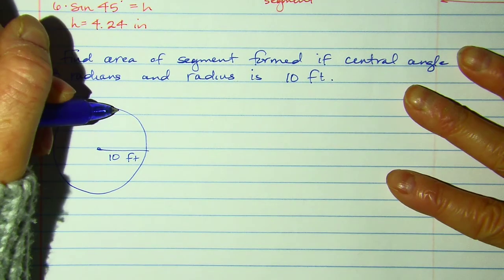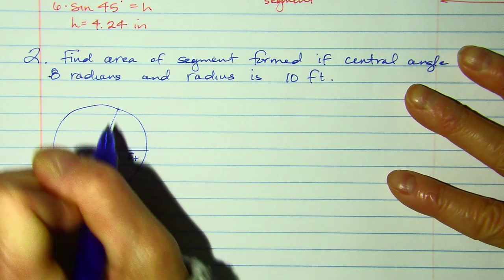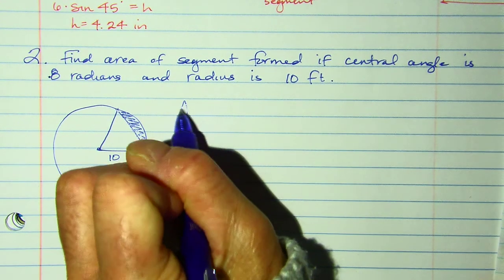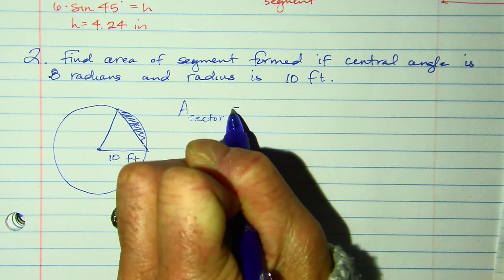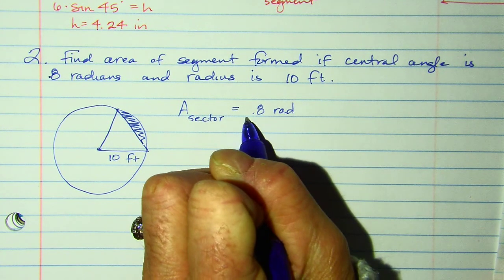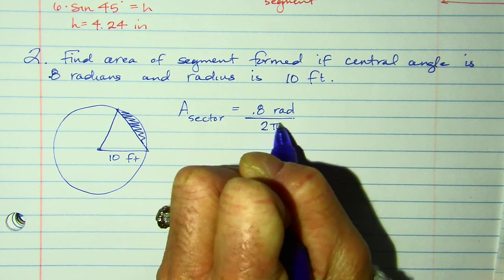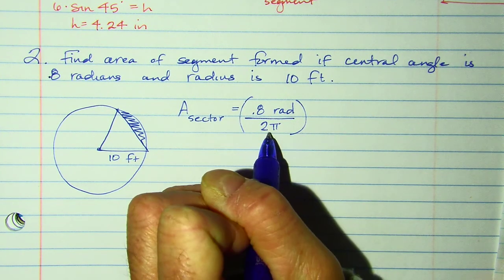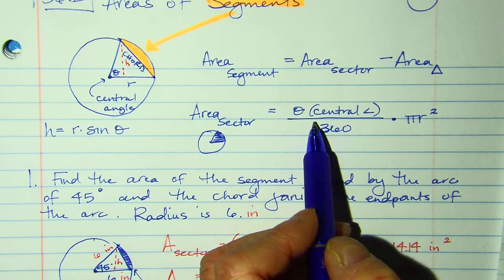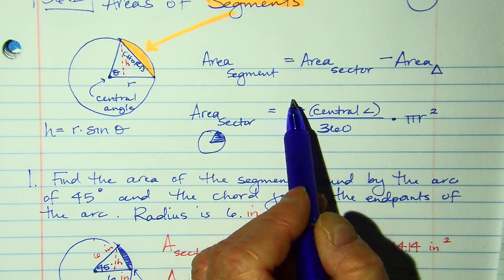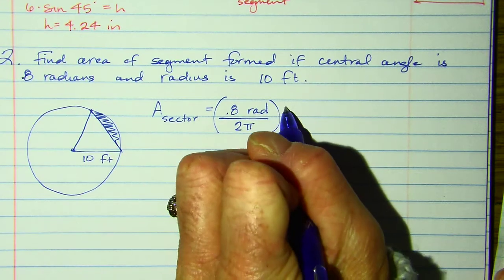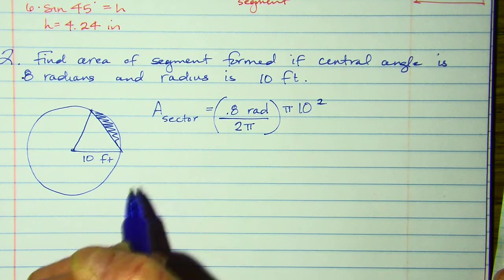I'm just going to make this up. So I don't know the degrees yet, but I'm looking for this here. So for the area of our sector, I have 0.8 radians, right? Now, I need to convert this to degrees, so I'm going to divide by 2 pi, because this is 360, it's just in radians. You can see that. Instead of theta over 360, I have radians over 2 pi, because pi is 180, so 2 times 180 is 360. And then that times pi times 10 squared.